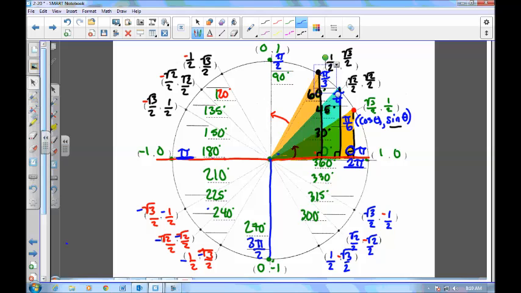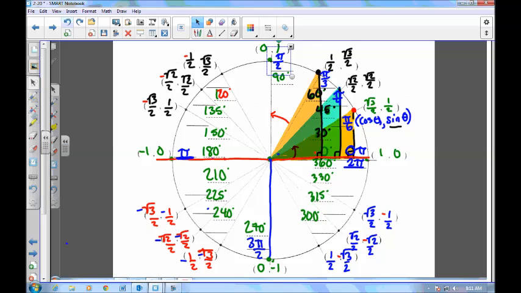Okay, one 30-degree angle is 1 over 6, right? Okay, this is really important. One 30-degree angle is pi over 6. A 60-degree angle is actually two 30-degree angles, right? So 2 pi over 6 is equivalent. Would you say 2 pi over 6 is equivalent to pi over 3? 2 sixths simplifies to 1/3. Okay, so here is 1/6, here is 2/6, and then here is 3/6.